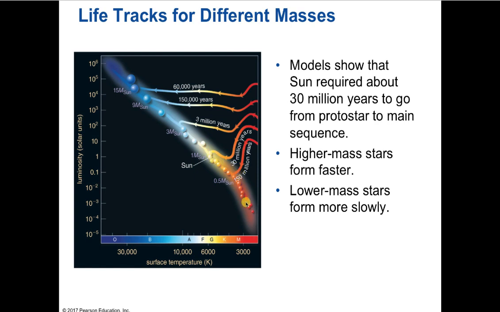So the lower the mass, the longer it takes. The higher the mass, the faster it is. So more massive stars do everything faster. High mass stars are born faster, they live their life much faster, and they die much quicker.